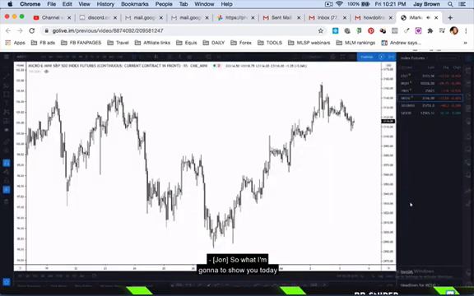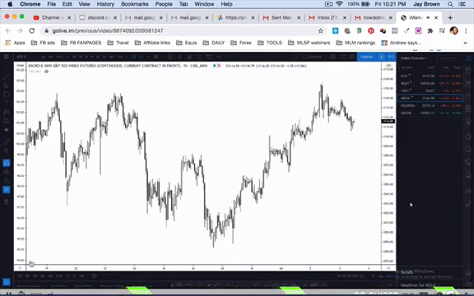So what I'm going to show you today is my level of understanding of institutional order flow, and this is how we're able to basically call market moves well before they happen.